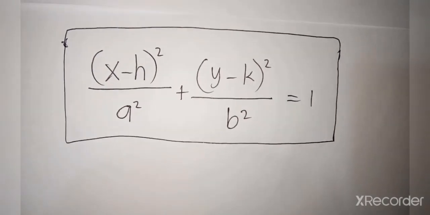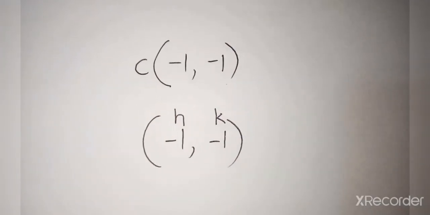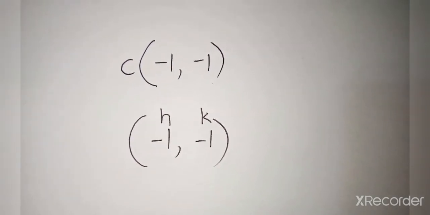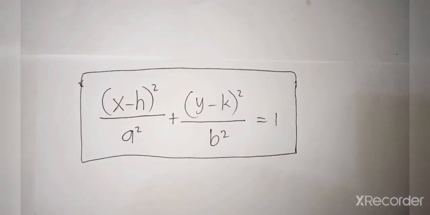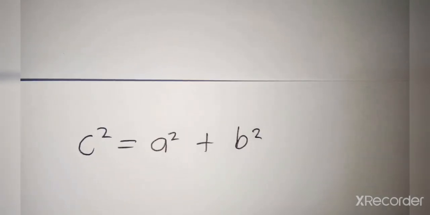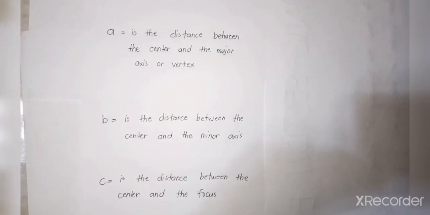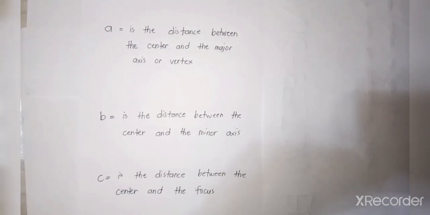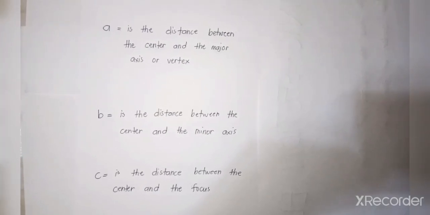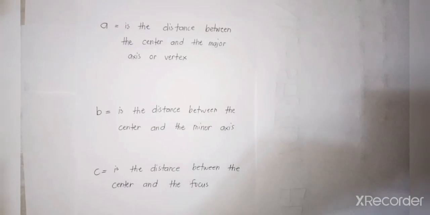Now, how do we get the h and k? The h and k are from the given center, which is (-1, -1). The h will be -1 and the k will be -1. And how do we get the a and b? Well, through this formula, we can get the a and b, where a is the distance between the center and the major axis vertex, b is the distance between the center and the minor axis, and c is the distance between the center and the focus.